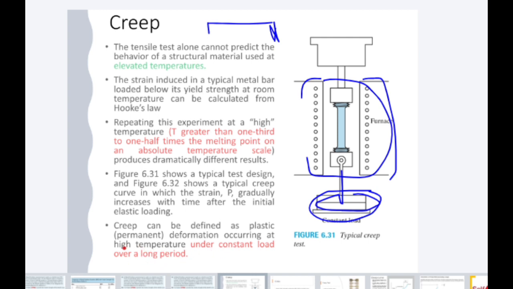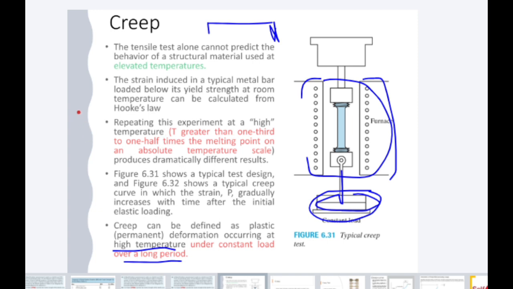Creep occurs at high temperature, usually under constant load over a long period of time. So these things are important for the creep test: the load should be constant and the temperature should be high. How high? Roughly from 1/3 to 1/2 of the melting point, in this region, right?